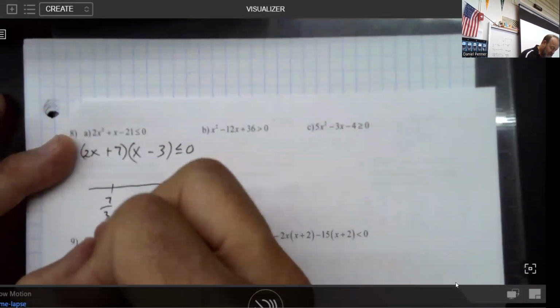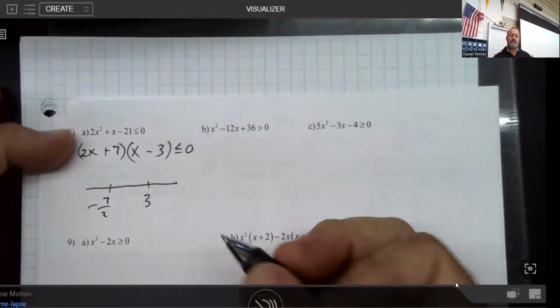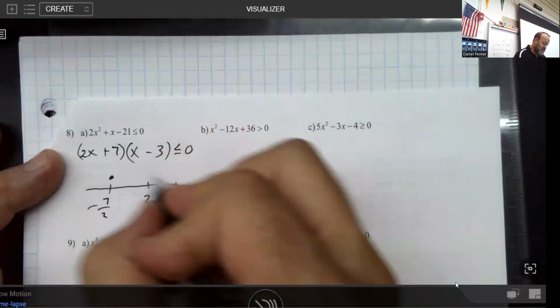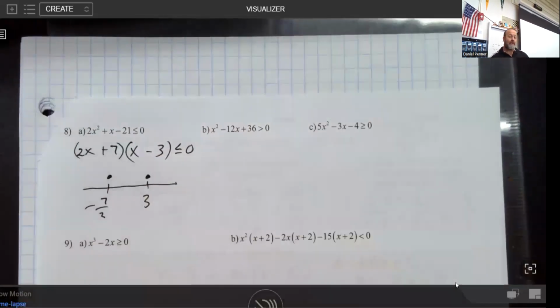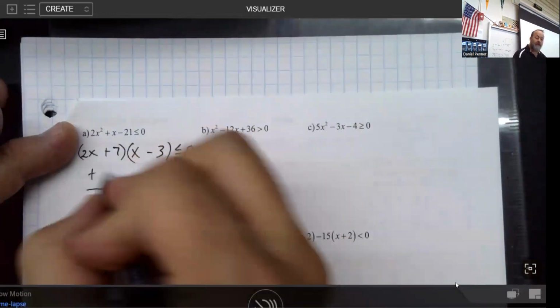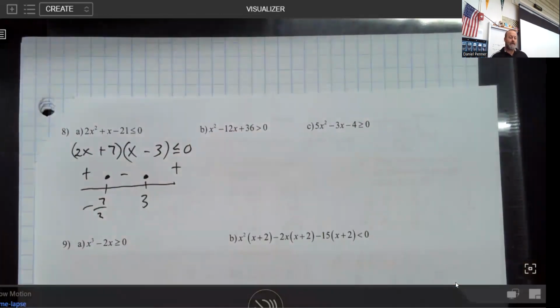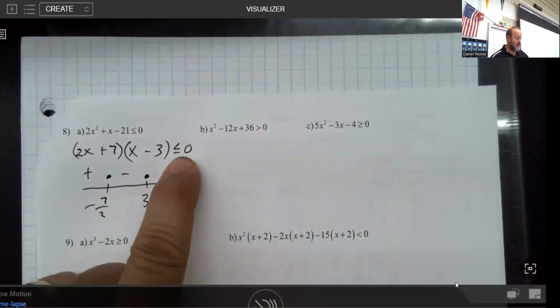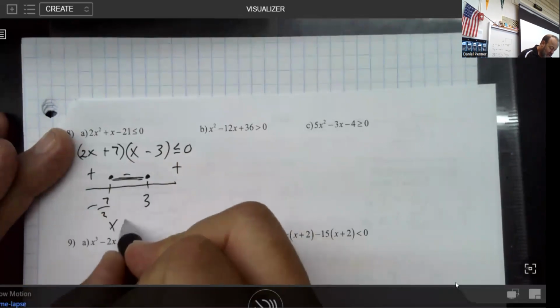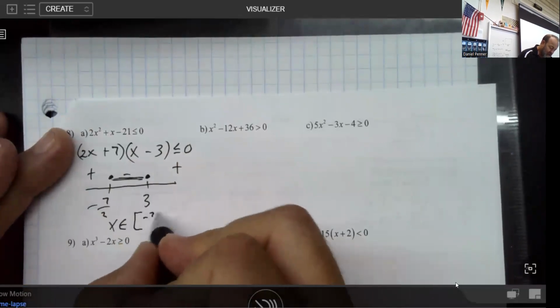But clearly negative 7/2 and positive 3 are the numbers where 0 would happen. Because this says less than or equal to 0, I would like both of those to be true. And then we just have one step further. Now remember, this is an upward sloping parabola because the leading coefficient is positive. That means the problem should be positive on the right and left. It should be negative down in the middle. And this particular problem is asking me where is it below 0 or equal to 0. So that's going to be this region in here. So I could say that x is an element of the values from negative 7/2 to 3.